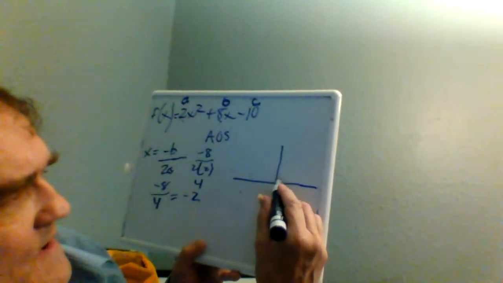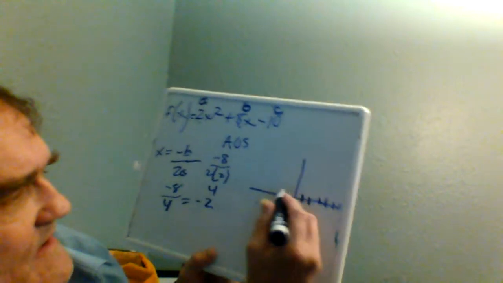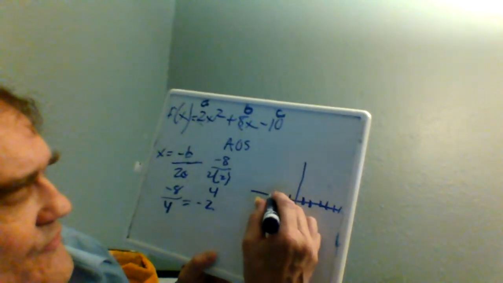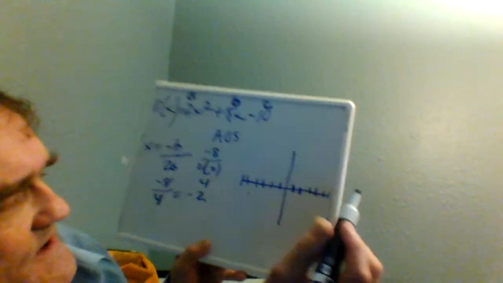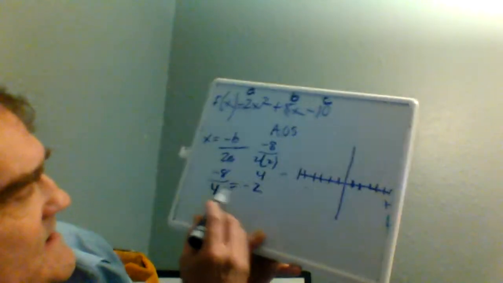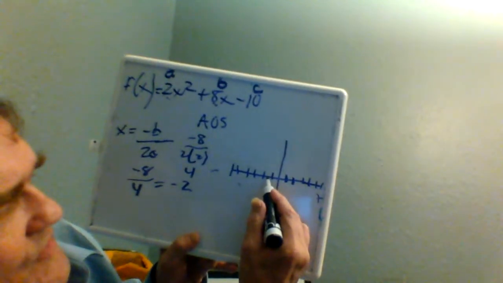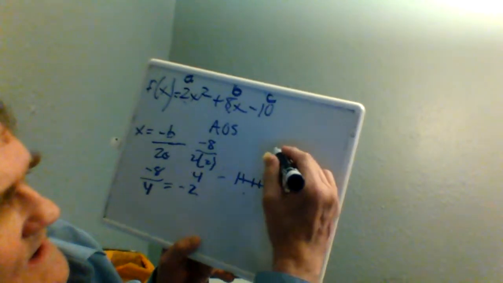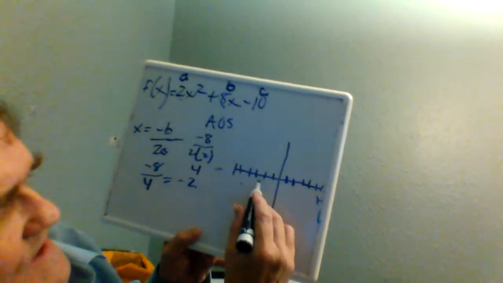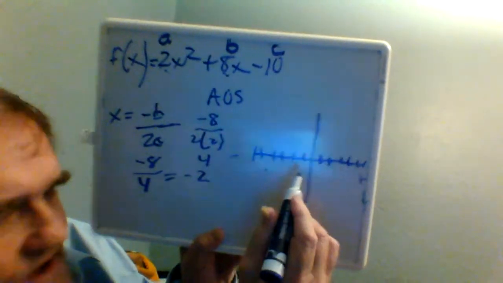I put 1, 2, 3, 4, 5, 6. That's x there. 1, 2, 3, 4, 5, 6. That's x over here. This is the negative side, the positive side. This is -2, which means you go 1, 2, negative, and you go like this. This is the -2 right here on the x-axis.